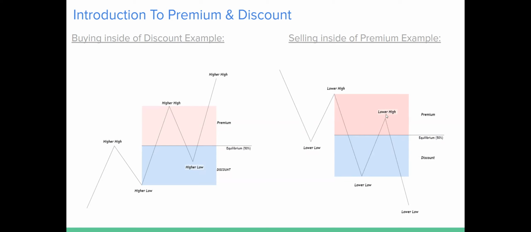So anything above equilibrium, which is 50% of this dealing range, I want to be selling in that premium. And that's where the lower high is. So price breathes in and then it breathes out. So it's breathing out inside of the premium. And that's the best place to be selling. And that's the best place to be buying.